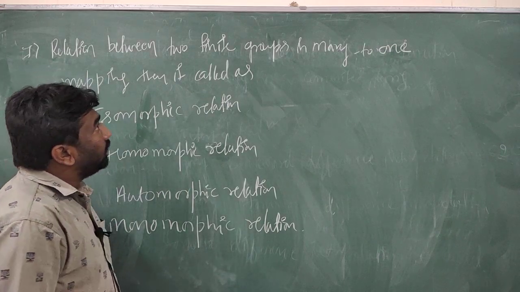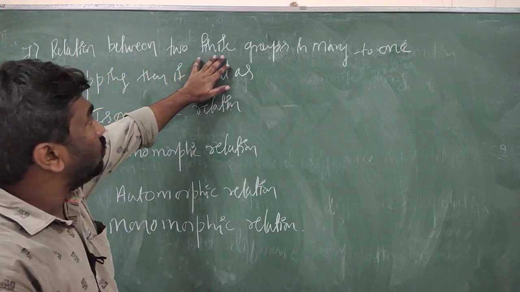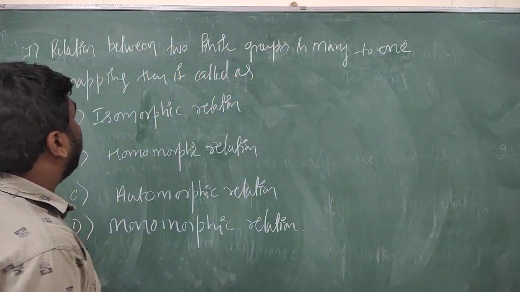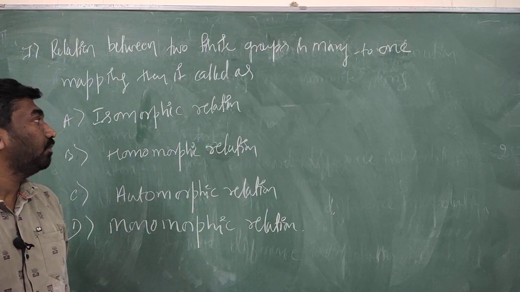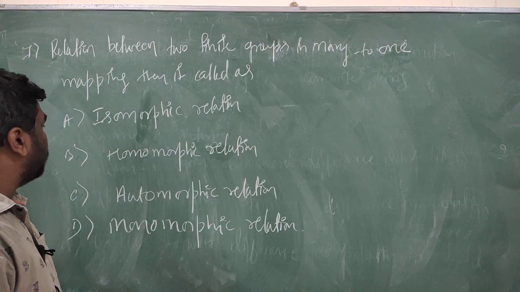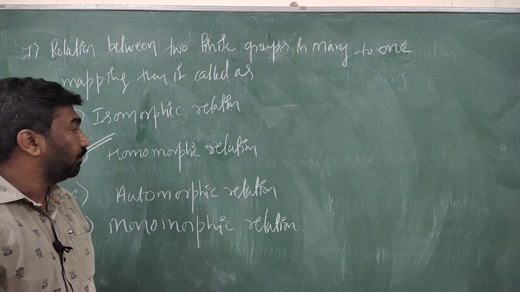So this question is based on group theory. A relation between two finite groups in a many to one mapping is called, for many to one mapping, it gives information about a homomorphic relation. Option number B is correct.